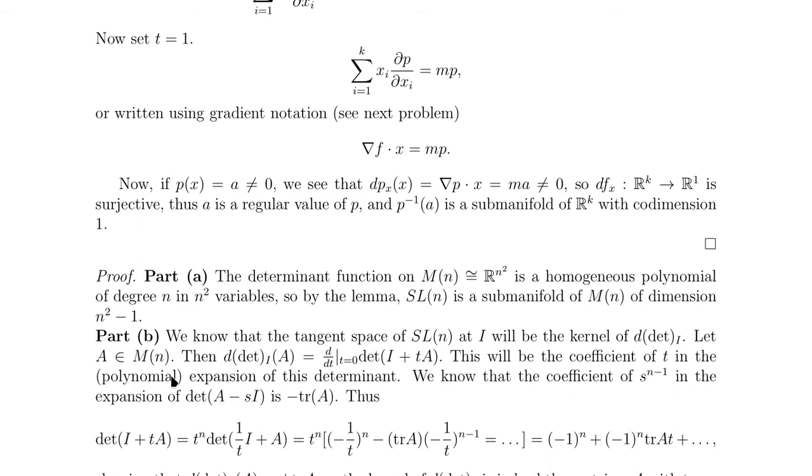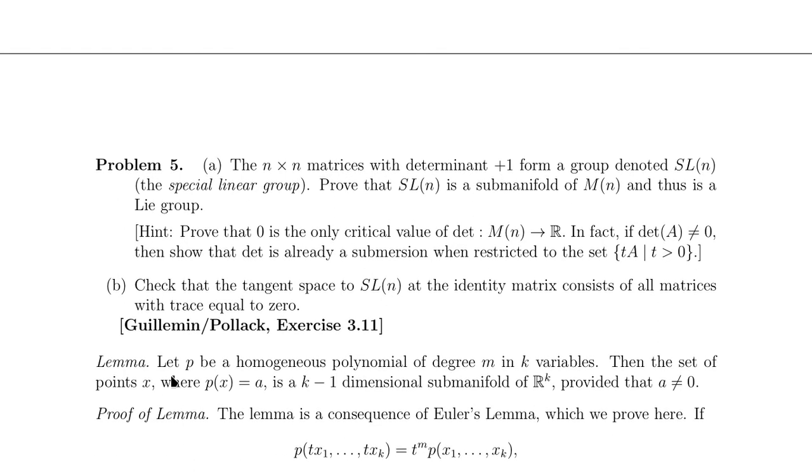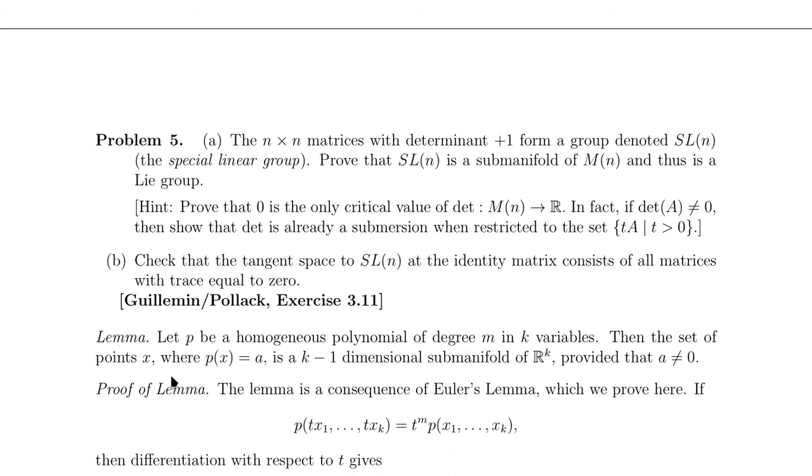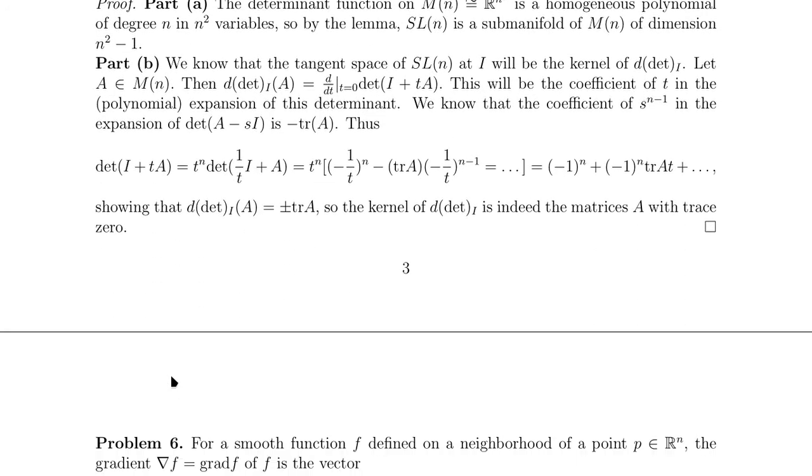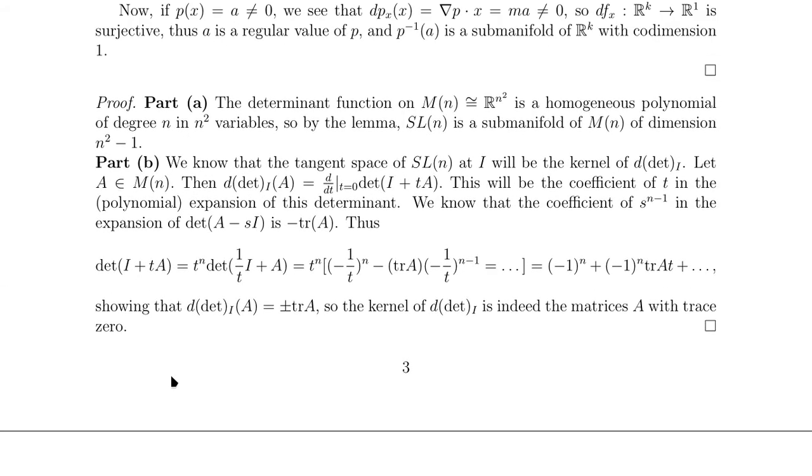Okay, so that was part A. Now part B is to check that the tangent space to the special linear group, as a manifold, at the identity is all the matrices whose trace is equal to 0. I think that's just a computation at the linear algebra level, and that's probably what you did.